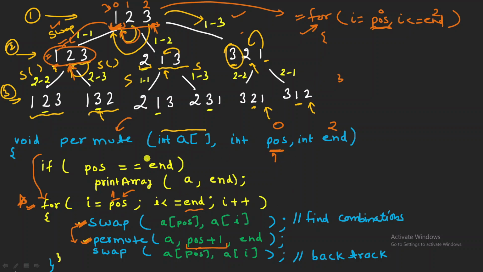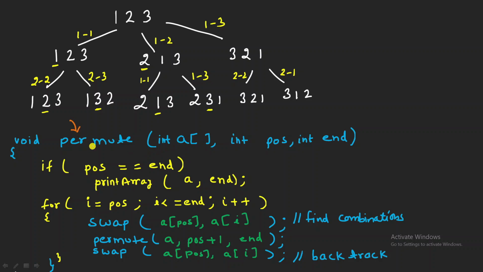Now let's understand this code in a better way. So basically this is our permute function, and this is our base condition. And here we have used recursion. We are recursively calling this permute function. Now basically in every iteration of this for loop, what are we doing? Initially this is 0 and this is 2, for this example 1, 2, 3.